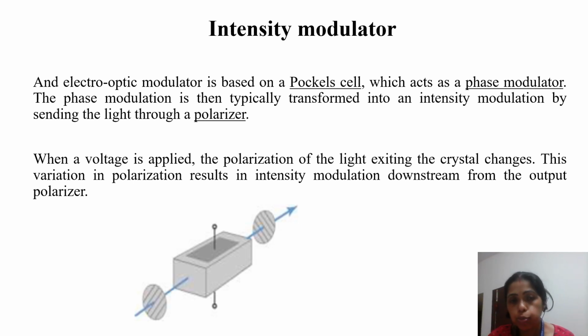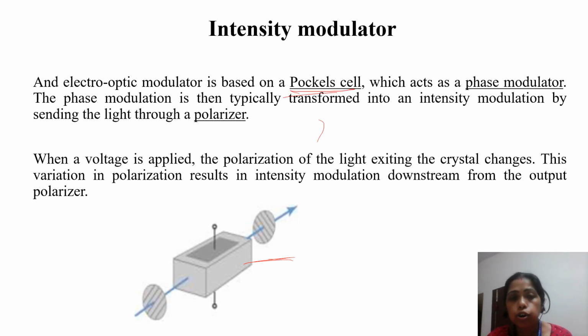So to make an electro-optic intensity modulator, you need a Pockels cell. As I told you, if the refractive index changes in proportion to the electric field, that phenomenon inside the material is called the Pockels effect, and the device is called a Pockels cell.